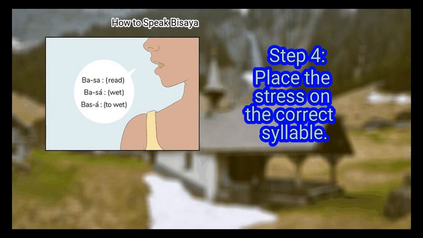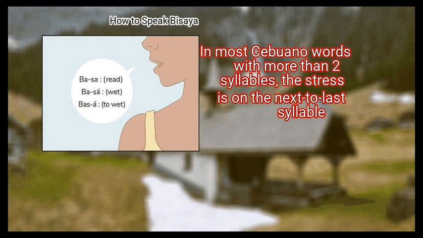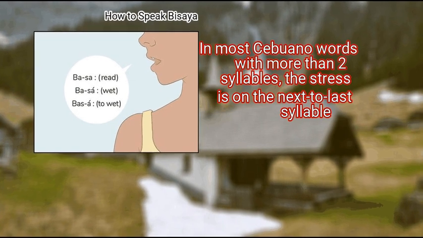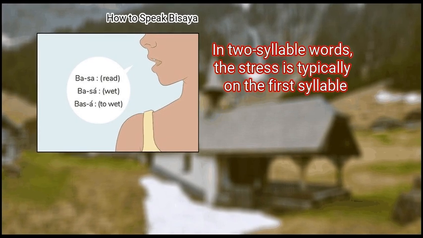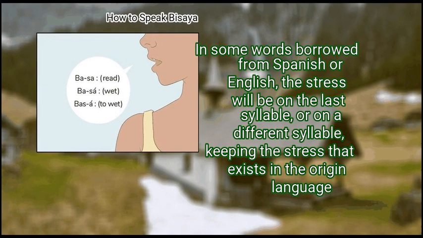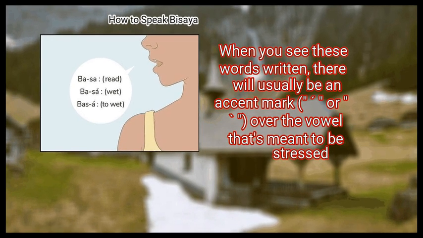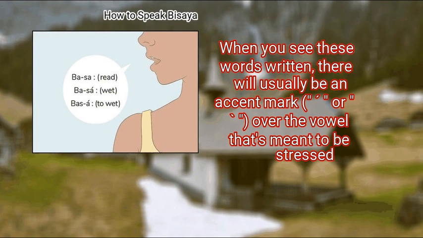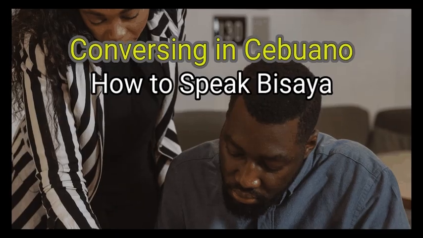Finally, place the stress on the correct syllable. In most Cebuano words with more than 2 syllables, the stress is on the next to last syllable. In 2-syllable words, the stress is typically on the first syllable. In some words borrowed from Spanish or English, the stress will be on the last syllable, or on a different syllable, keeping the stress that exists in the origin language. When you see these words written, there will usually be an accent mark, or back quote, over the vowel that's meant to be stressed.